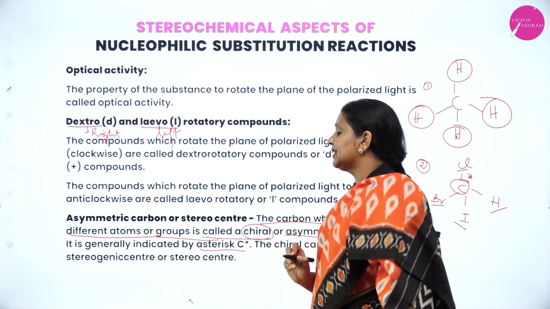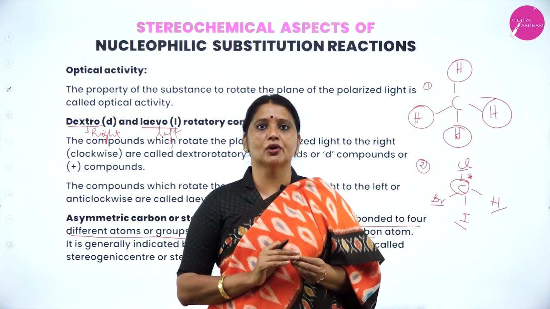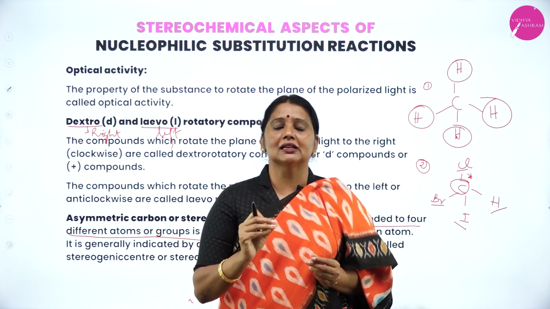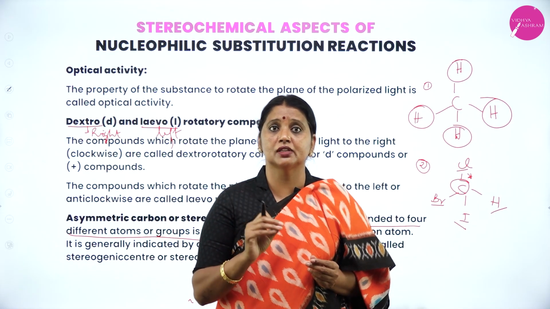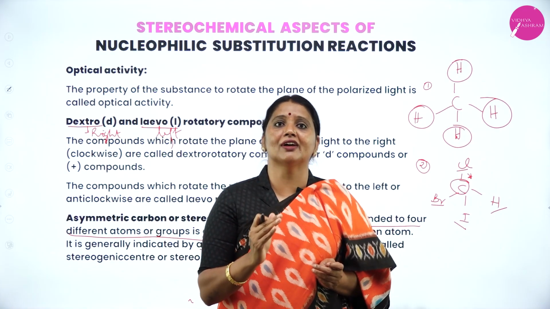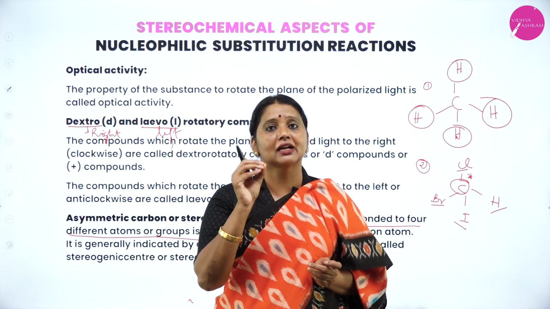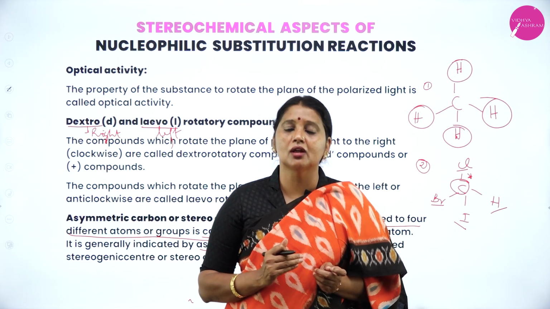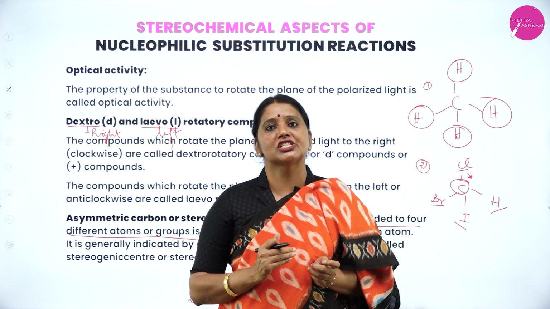So what is chiral carbon? A 1 mark, very, very important question, my dear student. What is chiral carbon? Chiral carbon is a carbon which is attached with 4 different atoms or 4 different groups of atoms. Such carbon is known as what? Chiral carbon. What is the other name of chiral carbon? Asymmetric carbon, or it is called stereogenic carbon.